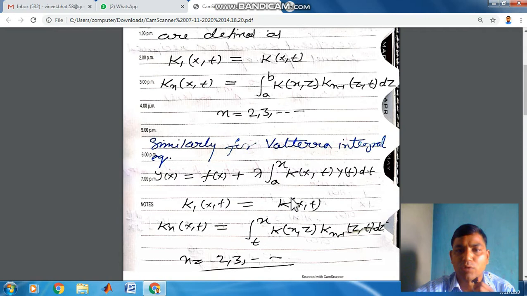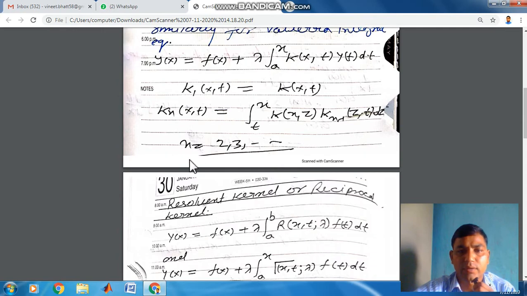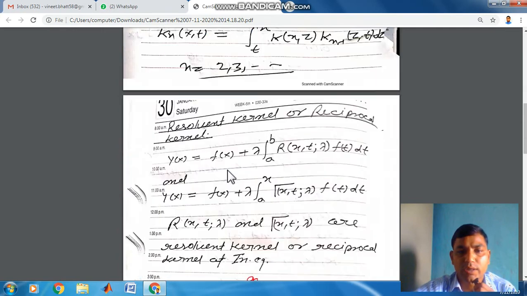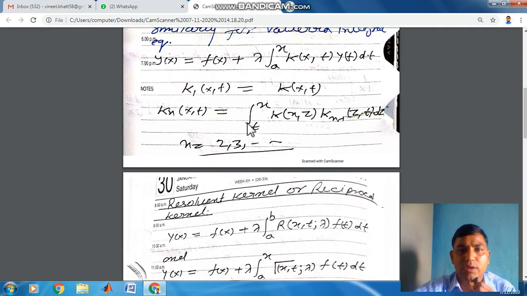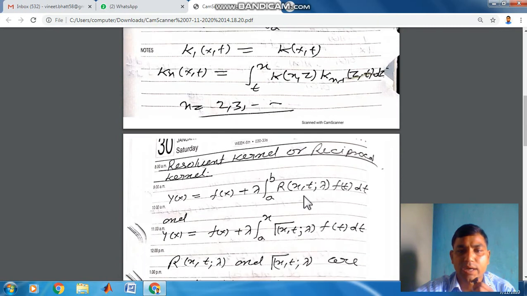Similarly, for the Volterra integral equation, we can find the iterative kernel by this method. And a new type of kernel is known as the resolvent kernel, or reciprocal kernel, of an integral equation. Suppose that this is the Volterra and Fredholm integral equation. The resolvent kernel is r of x, t and lambda, and for the Fredholm and Volterra integral equation, the resolvent kernel is this.